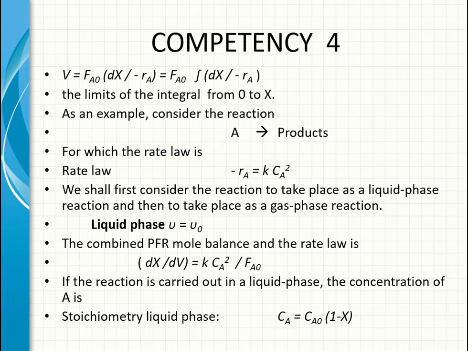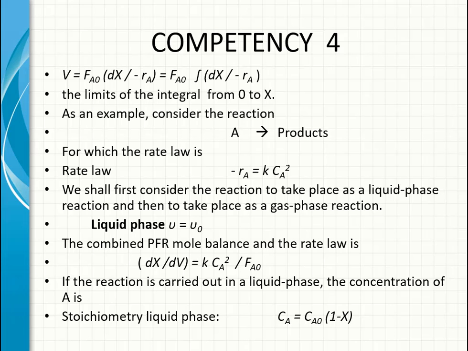As an example, let's consider the reaction A goes to product, for which the rate law is minus rA equals k CA squared. This means that it's a second order reaction. We shall first consider the reaction to take place as a liquid phase reaction and then as a gas phase reaction. For a liquid phase reaction, we know that the volumetric flow rate v is equal to the initial volumetric flow rate v0.